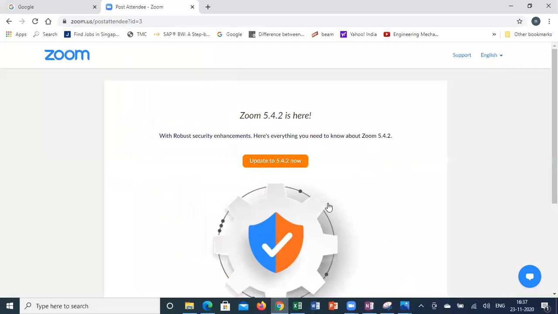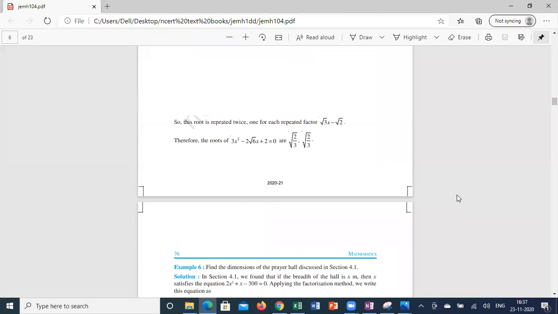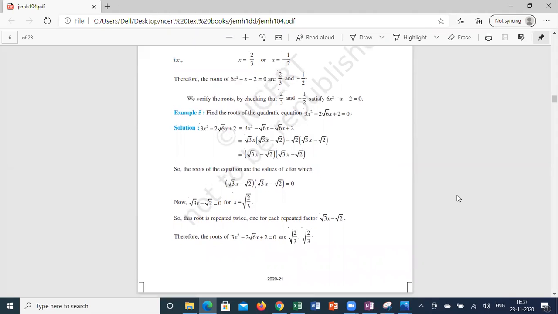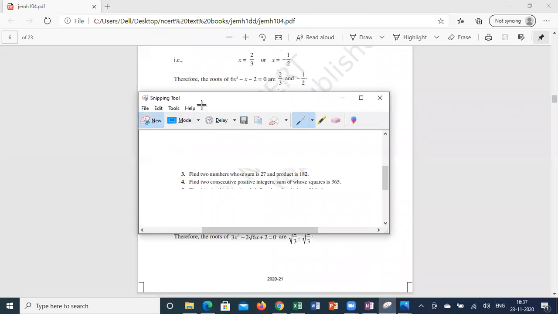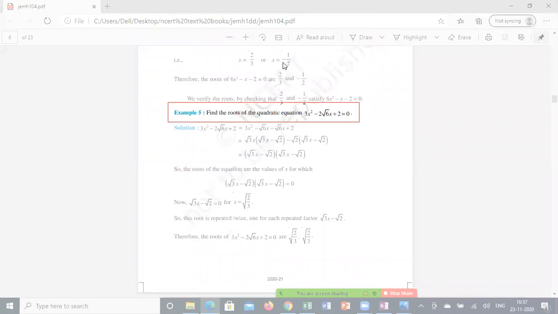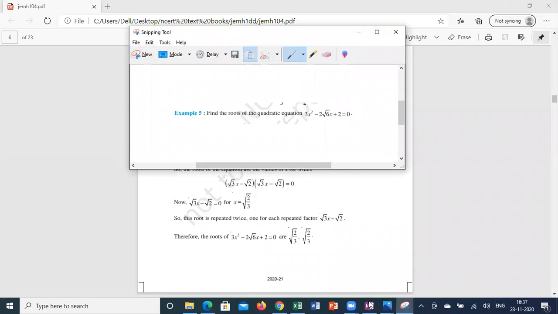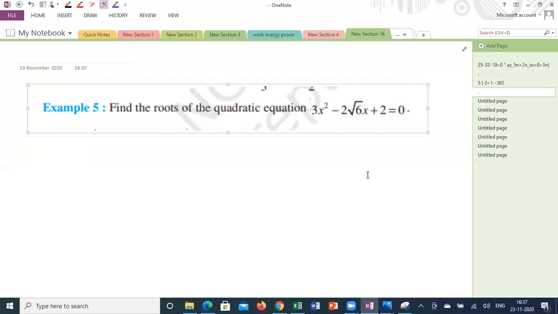I am going with some example questions which are already available in the textbook. Find the roots of this quadratic equation. Example number 5. I will post the question here. You try to solve this question. He is using splitting the middle term only, but try how we can use splitting the middle term here. Let's try to solve this question using the factorization method. Find the roots of the quadratic equation using the factorization method.